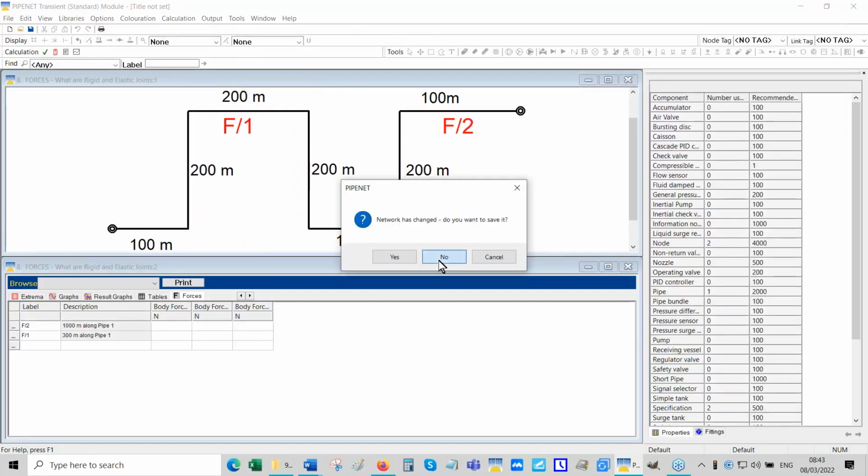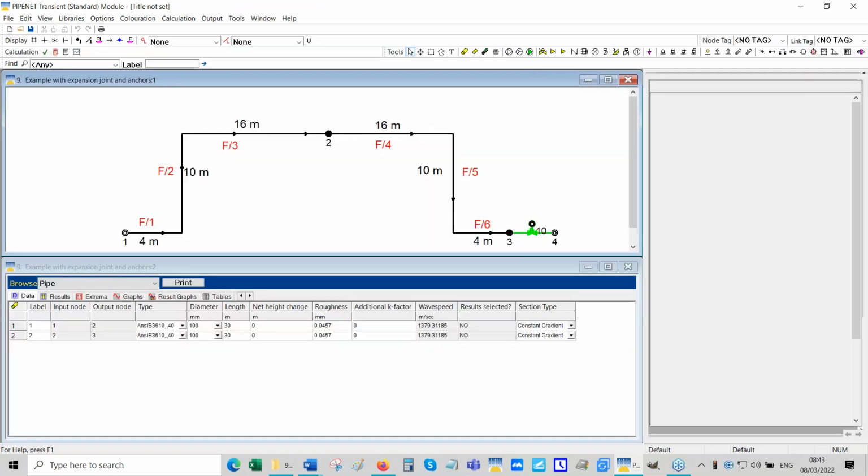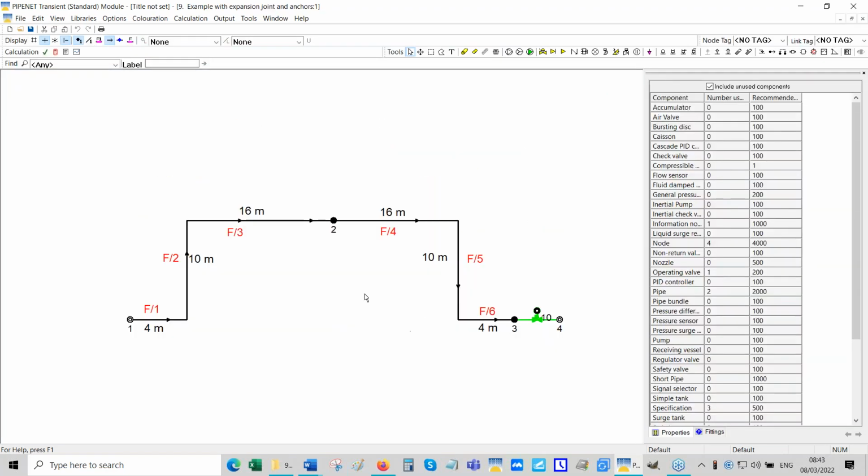The network itself will look quite simple. This is the position where there is an expansion loop. In fact, you don't even have to define that as a node. But as you know, in PIPENET, we can define the force with complete freedom. It's up to you to define the force, and it depends on what you want to do. So these are the 6 forces.